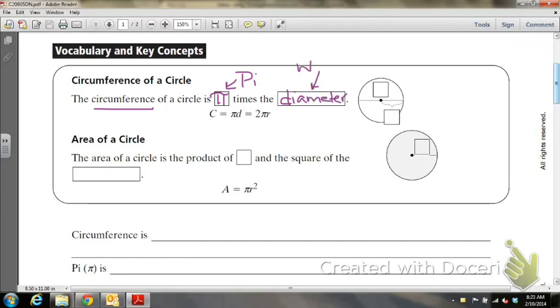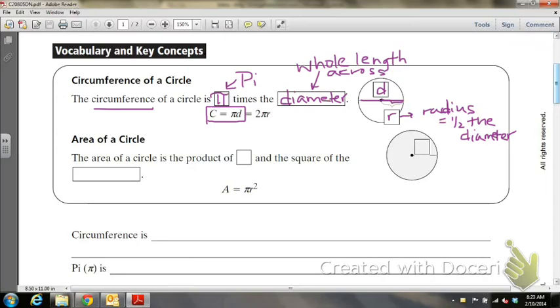And diameter is the whole length across. Okay, so this is the diameter. All the way across is the diameter. Halfway across is called the radius. That's a D, which is half of the diameter. Okay, so the formula for circumference is circumference equals pi times diameter, or you could say circumference equals 2 pi r, since 2 times the radius is the diameter.